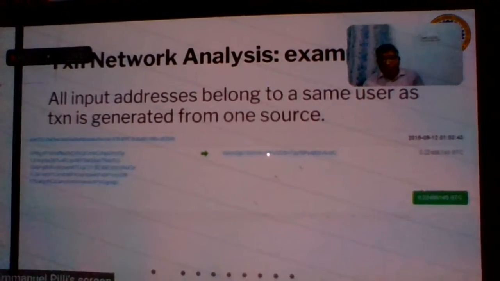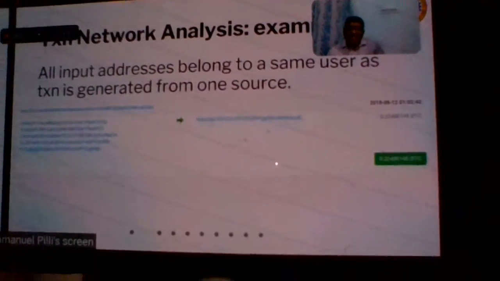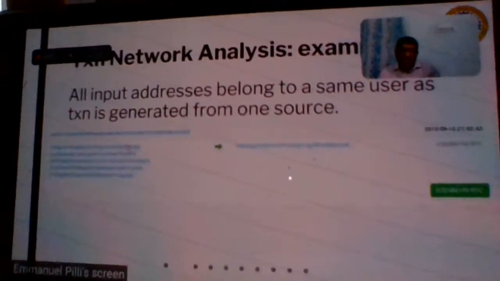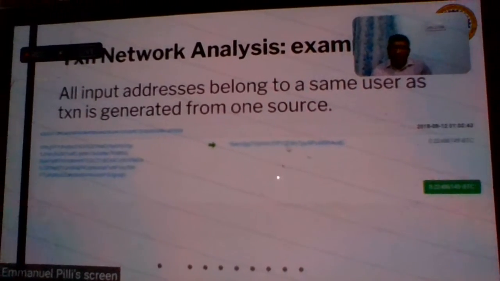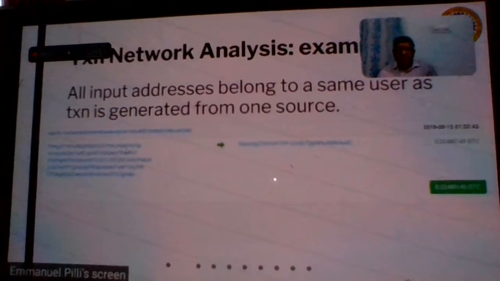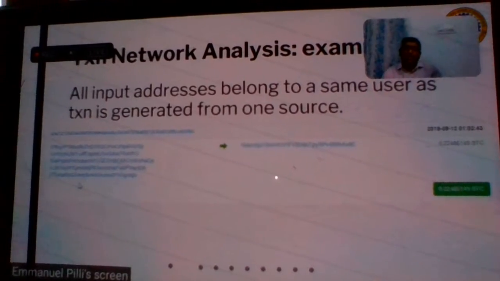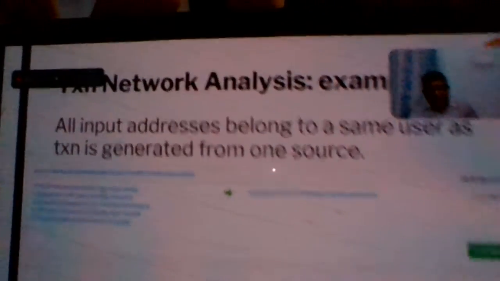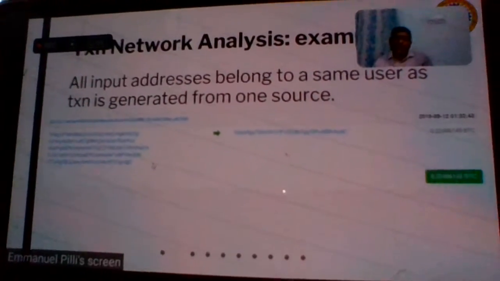All input addresses belong to the same user, as the transactions are generated from one source. As you look at it, 5 addresses are giving to one address and some bits are given. So why are these 5 coming together in a single transaction and sending to one address? By and large, these 5 addresses may belong to the same single person. So this is a kind of network analysis which is possible.